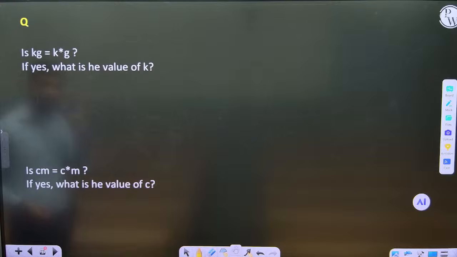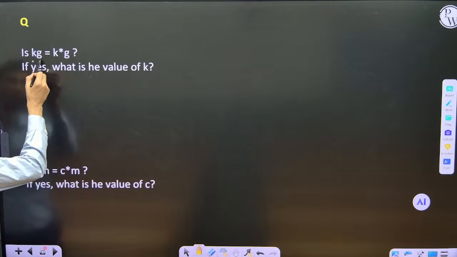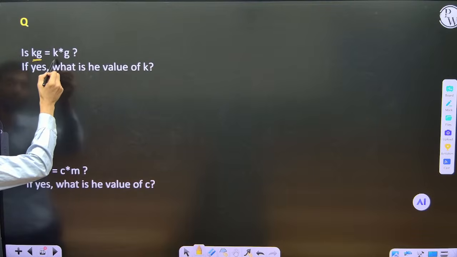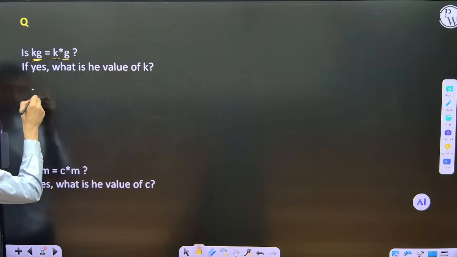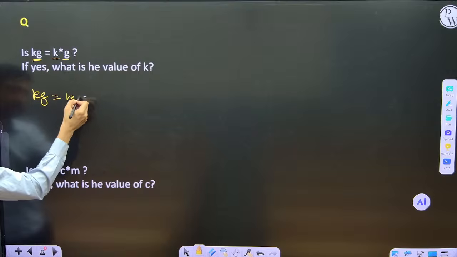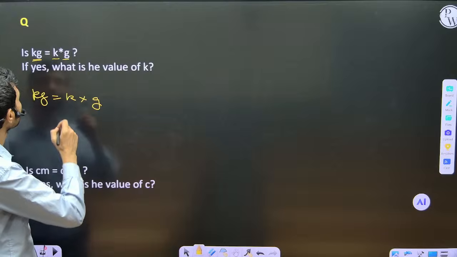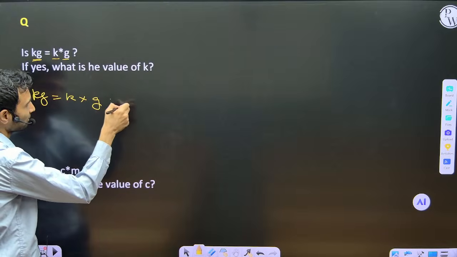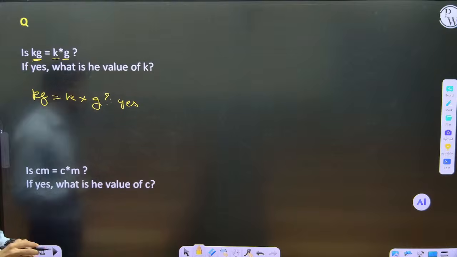Now let us see what kg means. Kg. Is it k into g? That kg that you know, is it k into g? That's the question. The answer is yes. Kg is actually k into g.